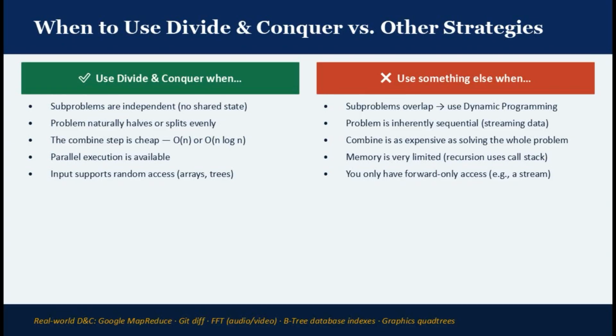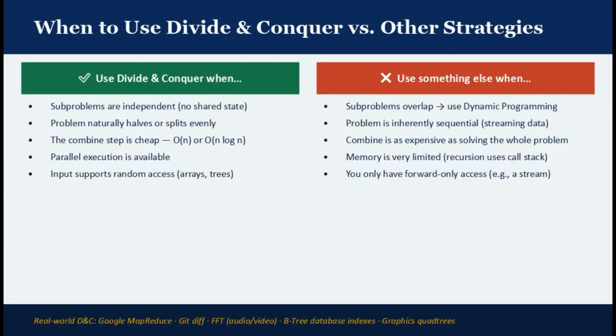On the other hand, reach for something else when your subproblems overlap. That is the signal for dynamic programming. Avoid it when the problem is inherently sequential, like processing a live data stream. And think carefully about memory. Every recursive call uses space on the call stack, so extremely deep recursion on limited hardware can be a problem.